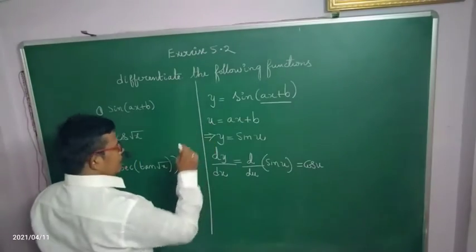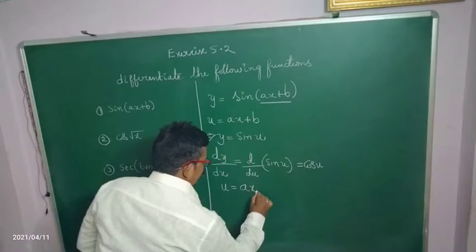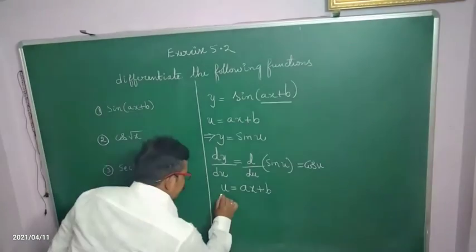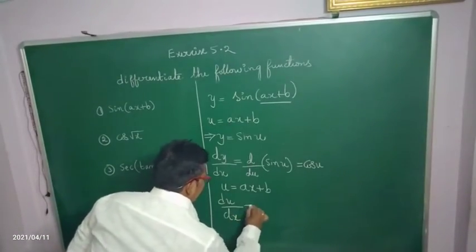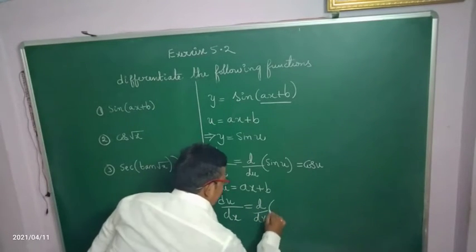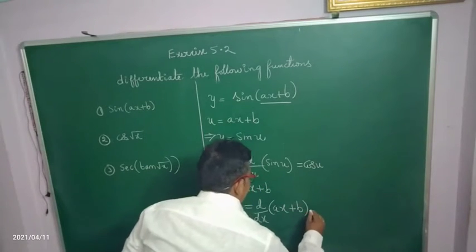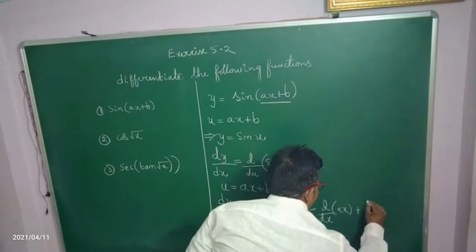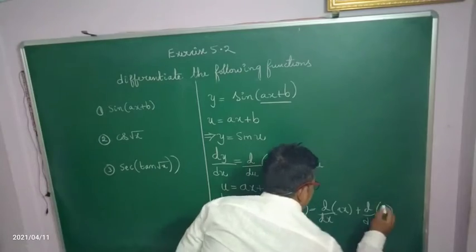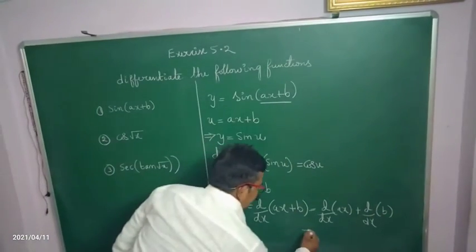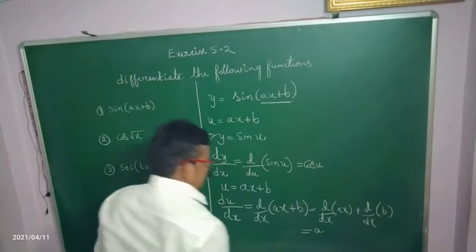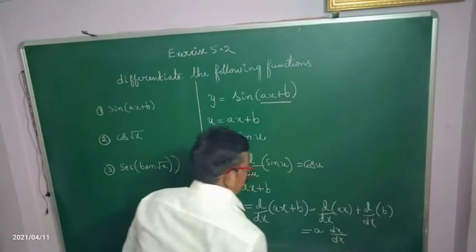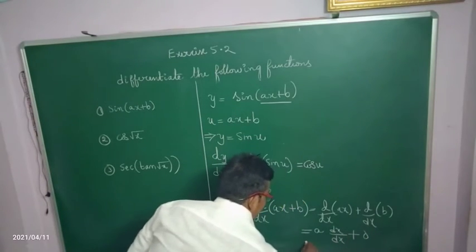Now we have u equal to ax plus b. So this is a function in x. Differentiate with respect to x. So du by dx equal to d by dx of (ax plus b). That is d by dx of ax plus d by dx of b, which is a into d by dx of x, plus 0. So this is a.